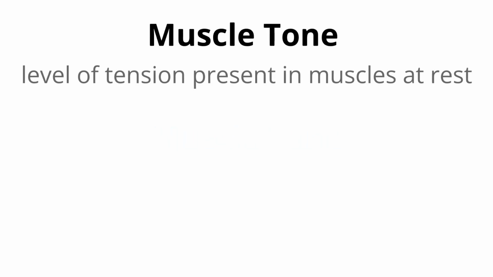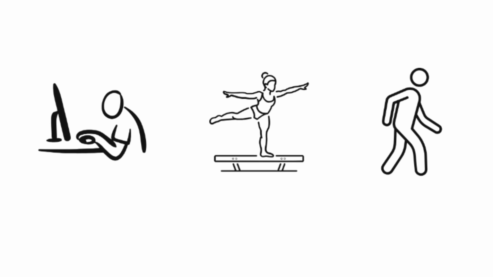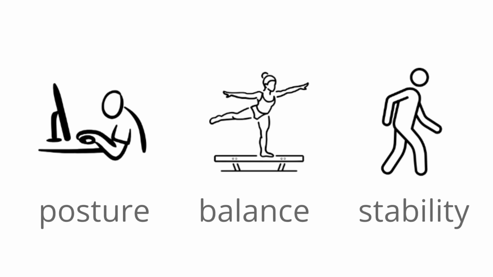Let's talk about muscle tone. Muscle tone is the level of tension that is present in your muscles all the time. This includes even when you're resting, there is still muscle tone in your muscles. Muscle tone is controlled by the brain. The correct muscle tone is what helps you sit upright, keep your balance, and move feeling steady.